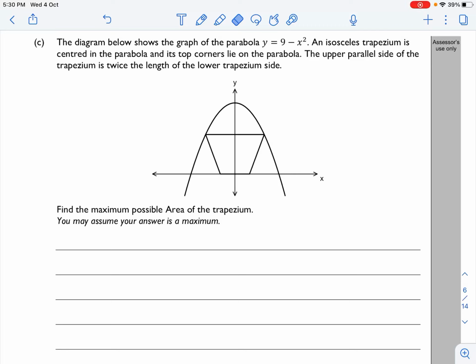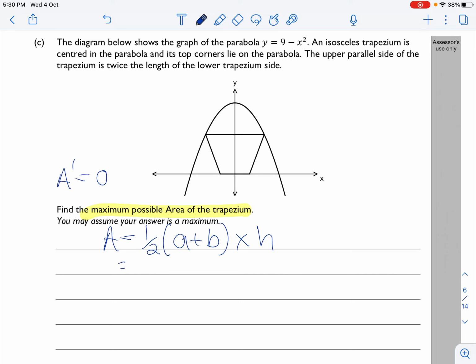So this is question 2c. Here we've got a parabola with an isosceles trapezium underneath it. What we're asked to do for this one is find the maximum possible area of the trapezium. So that means we've got dA/dx equals 0. First of all, we need a formula for the area of the trapezium, which is a half, and add the two parallel sides together, and then half that, and then times it by the height.